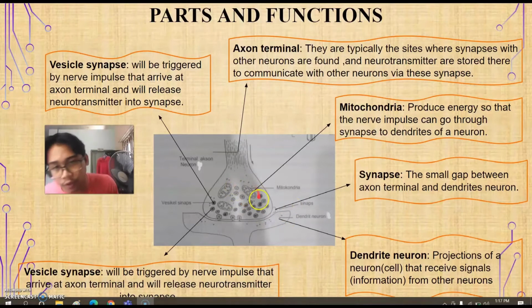The mitochondria will produce energy so that the nerve impulse that arrives from the axon terminal can go through the synapse and arrive at the dendrite of the neuron. It will produce enough energy so that the process will occur fluently. The dendrite of a neuron is a projection of the neuron that receives signals from other neurons, so the dendrite will receive information from the axon terminal of the neuron.